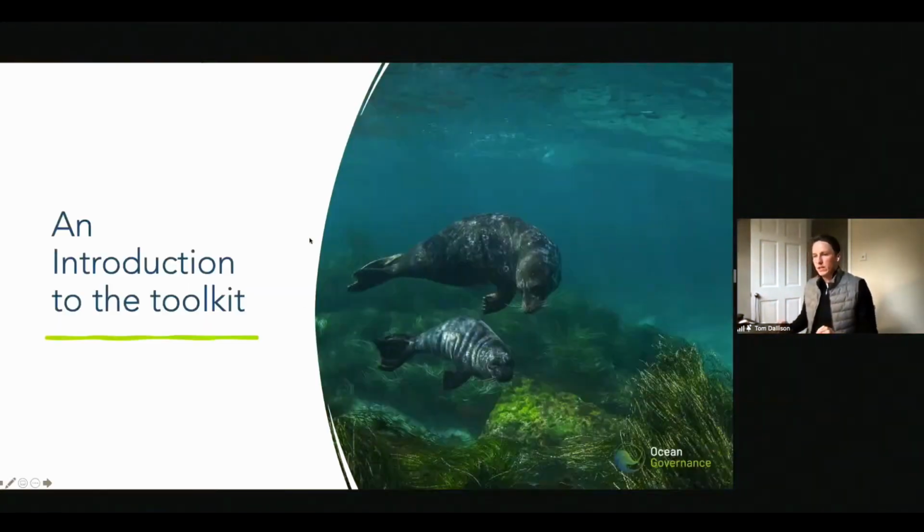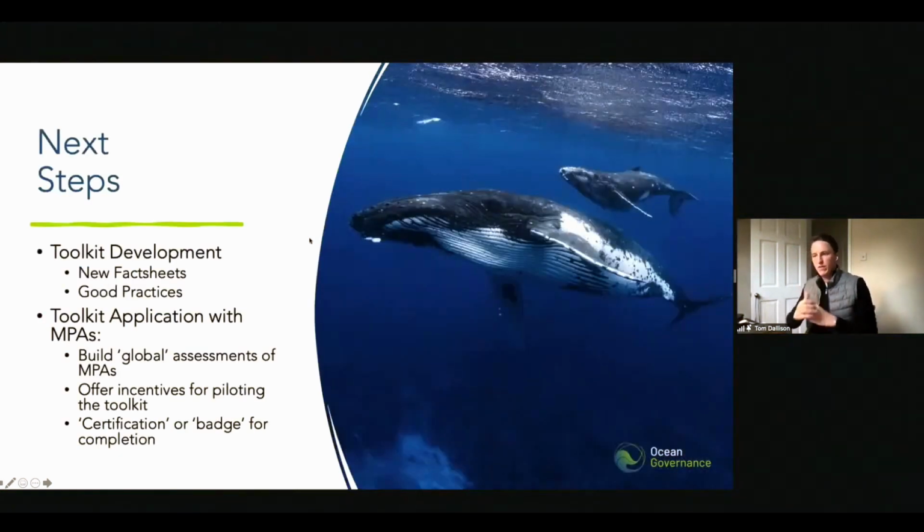So moving on from the toolkit to the next steps, and I've mentioned a few already. We're looking to develop new fact sheets, such as transboundary MPAs and important marine mammal areas, which we'll have a presentation on later, and also looking to develop those good practices. And we will develop an ability for other MPA managers to submit their good practices via the platform.